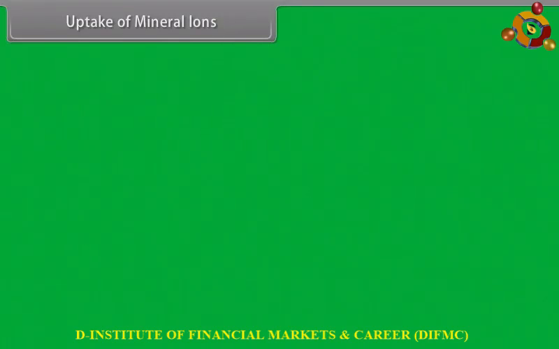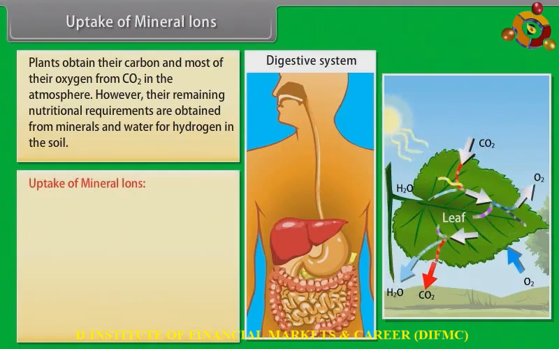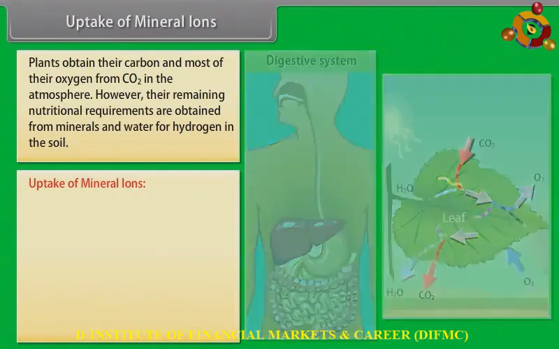Uptake of mineral ions. Friends, as we all know, plants do not have teeth and digestive organs like us. They obtain their carbon and most of their oxygen from CO2 in the atmosphere. However, their remaining nutritional requirements are obtained from minerals, and water for hydrogen, in the soil. Let us first know how they take up mineral ions.